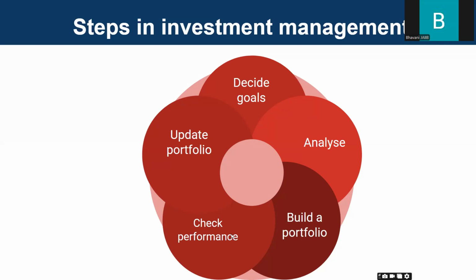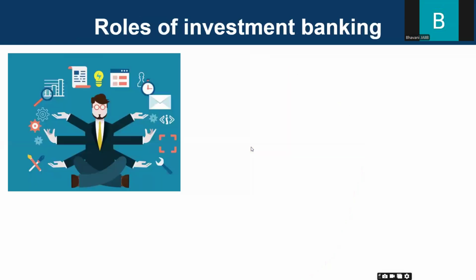Next, you will check the performance of those investments. That is, you will track the returns and then you will make necessary changes whenever it is required. That is, you will be updating the portfolio. For example, a 30-year-old planning for retirement may invest more in equity now and shift to debt later. This is about steps in investment management.